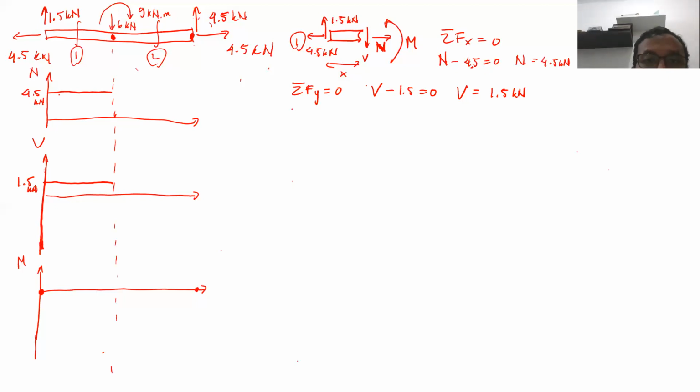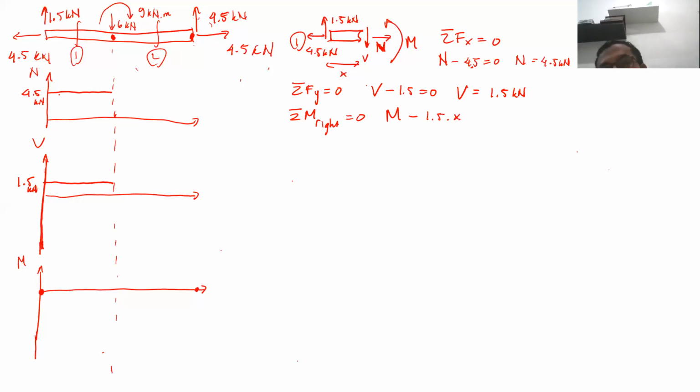And then the last one, using sigma moment from the right edge equal to 0. What will I get there if counterclockwise is positive? M minus 1.5 kilonewton multiplied by x. So my moment will be equal to 1.5 x, and the unit is supposed to be kilonewton meter.